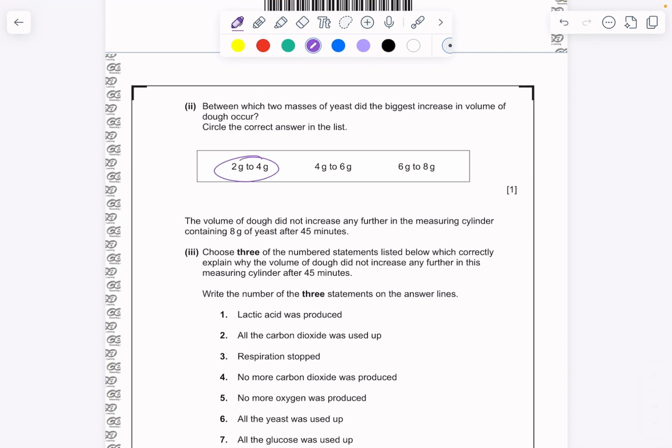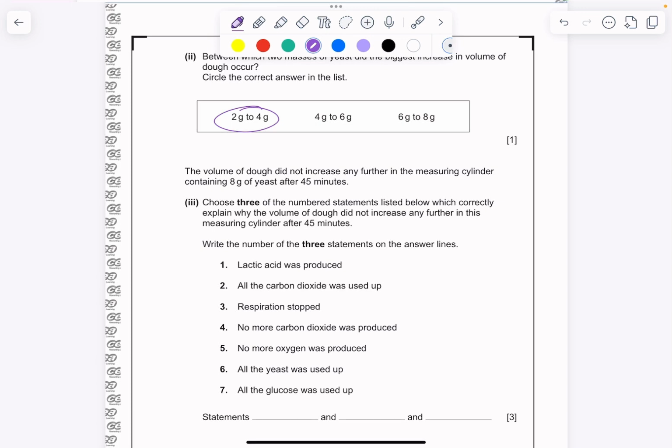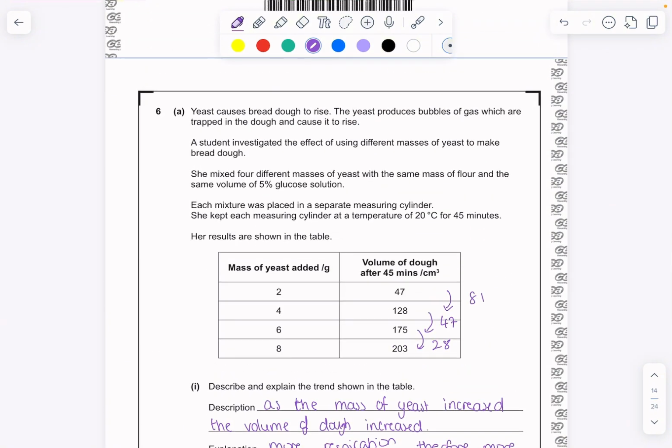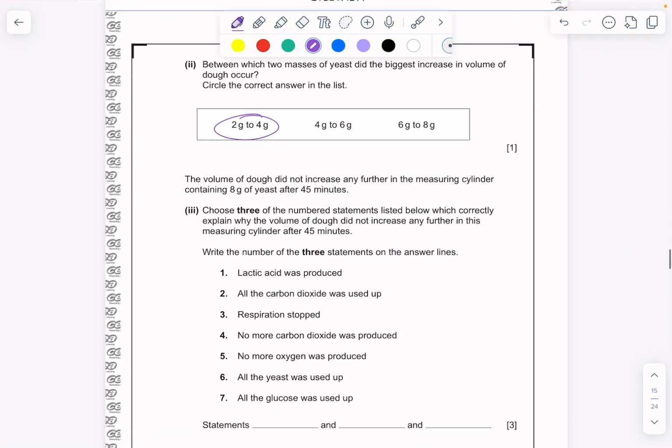The volume of dough did not increase any further in the measuring cylinder containing 8 grams of yeast after 45 minutes. Choose 3 of the statements below which correctly explain why. Before we start, I'm just going to talk about yeast. When yeast get into glucose, remember the glucose could run out, that could be one thing. It could be that if it's going to go on anaerobic respiration, alcohol will be produced. But in this experiment, they didn't mention that there was no oxygen getting in. There was no mention of oil, because oil usually stops the gases getting in as well. So we automatically know here it's not going to be anaerobic respiration, it's just going to be normal respiration.